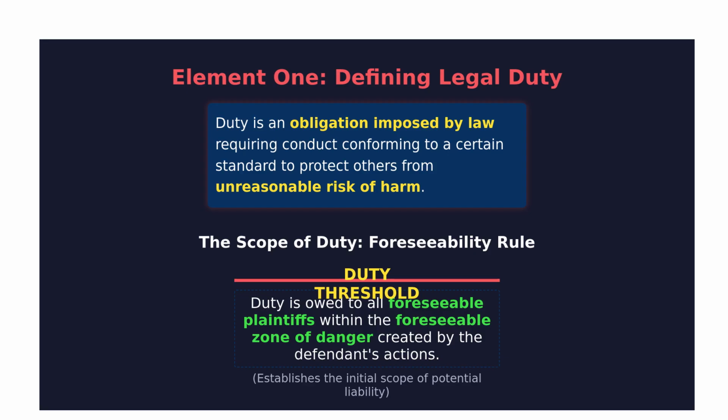The crucial question then becomes, to whom is this duty owed? The general rule, adopted by the vast majority of jurisdictions, is that a duty is owed only to those plaintiffs who are foreseeable. More specifically, the defendant owes a duty to all foreseeable plaintiffs who fall within the foreseeable zone of danger created by the defendant's actions.